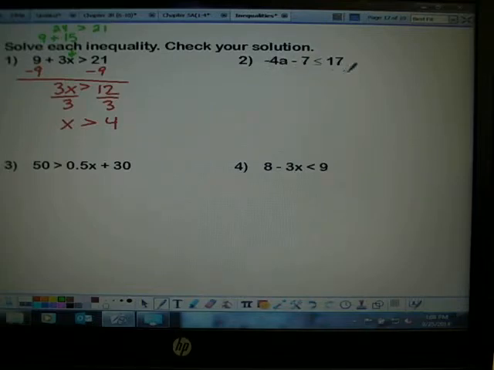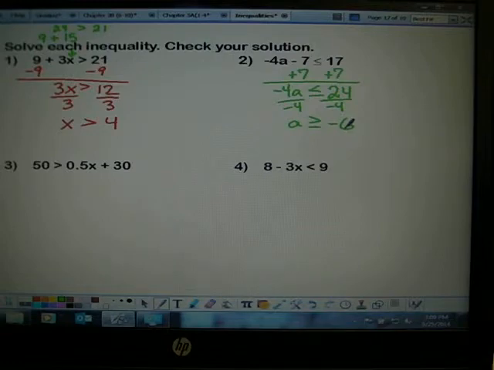Negative 4a minus 7 is less than or equal to 17. Add 7 to both sides. Since it says subtract, you do the opposite of subtract, which is add. Next, divide both sides by negative 4. And as you divide both sides by negative 4, don't forget to flip that sign. Since you're multiplying or dividing both sides by a negative number, you flip that sign around, it becomes a greater than or equal to, and this gives you a negative 6.